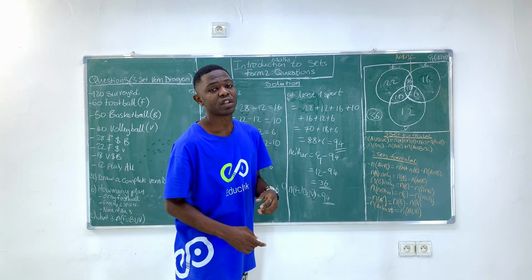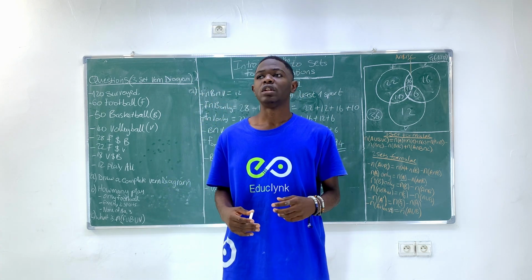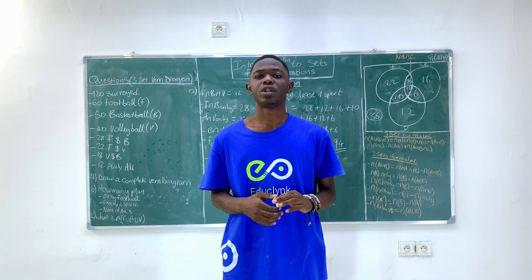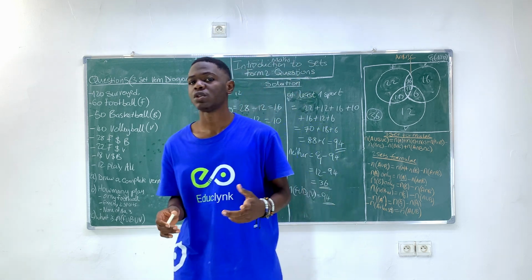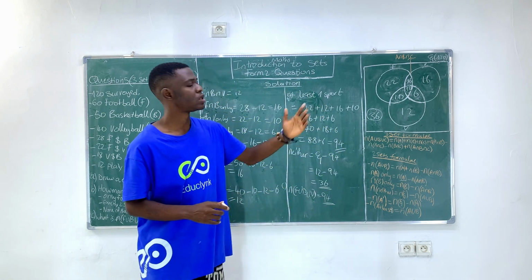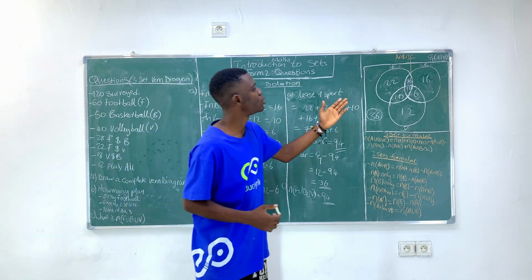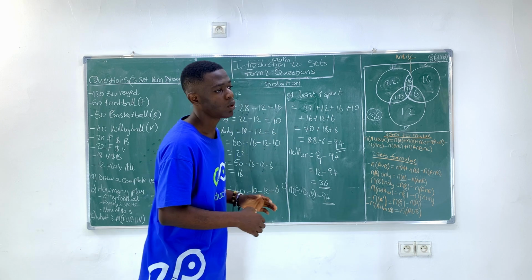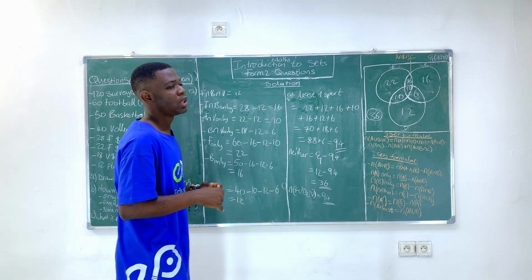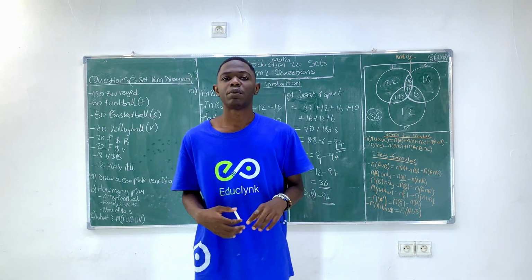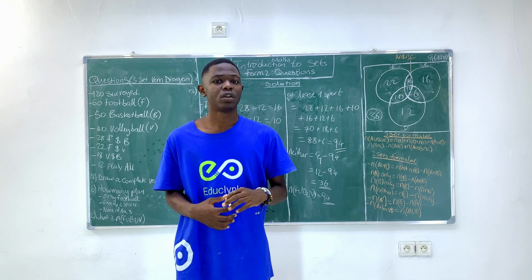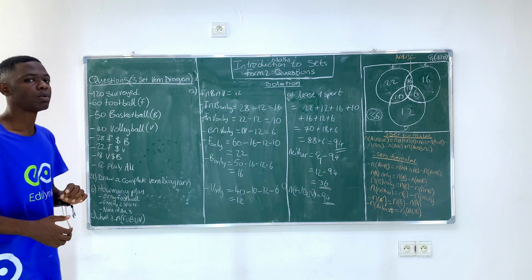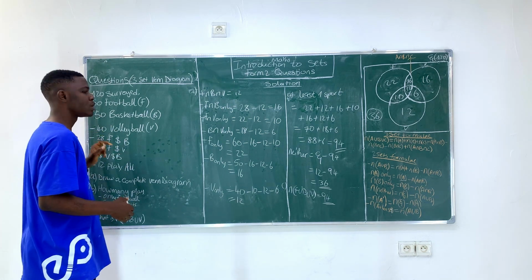What is the meaning of a survey? A survey is just a questionnaire. Like when you say you do a survey, it means you go and ask people questions about, in this case, sport. Do you do football? Do you do basketball? Do you do volleyball? So when they say 108 people were surveyed, it means they asked the question to 108 people. And then this number of people said they're doing football, this number said they're doing basketball, and this number said they're doing volleyball.